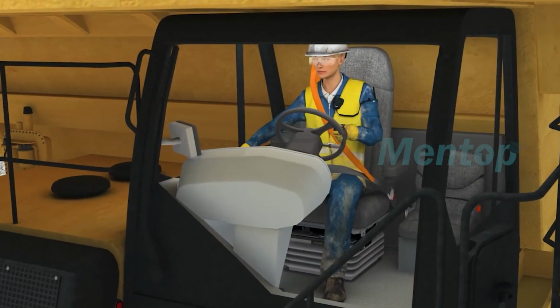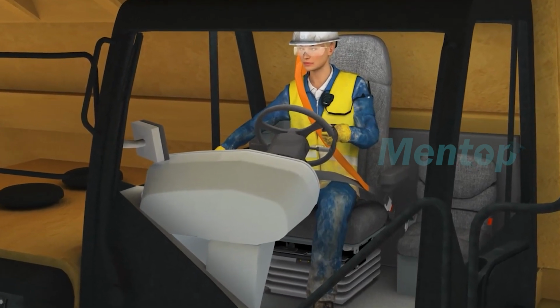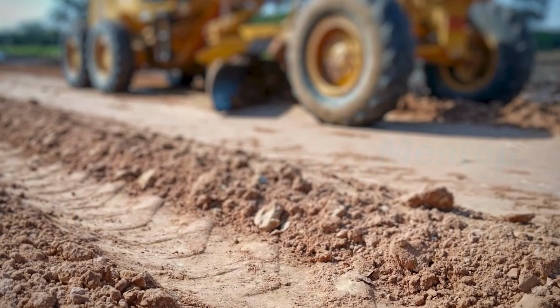Your employer should ensure that all vehicles and equipment have operable seat belts. Your employer should ensure roadways and grades are maintained to accommodate the safe movement of equipment and vehicles.